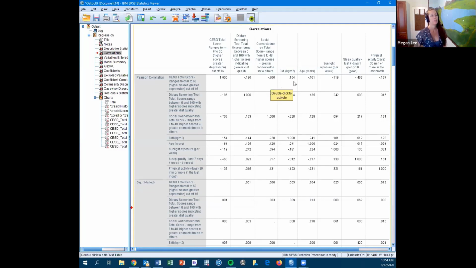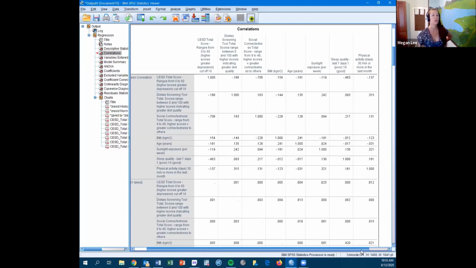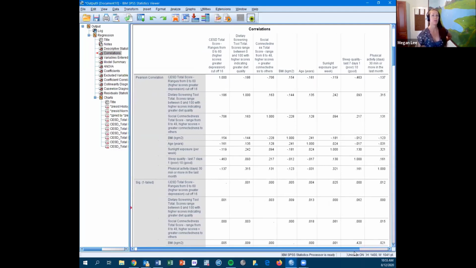a high one. BMI, as BMI goes up, depression increases because it's a positive relationship. As age goes up, depression decreases, which is normal, which is what we normally find. As sunlight exposure goes up per week, depression goes down. As sleep quality goes up, depression goes down, and as physical activity goes up, depression goes down. So this is all kind of in the direction that we are assuming, but some of them are a little bit low quality. Sleep quality and social connectedness seem to be the only ones who have a medium to high relationship with depression at this stage.